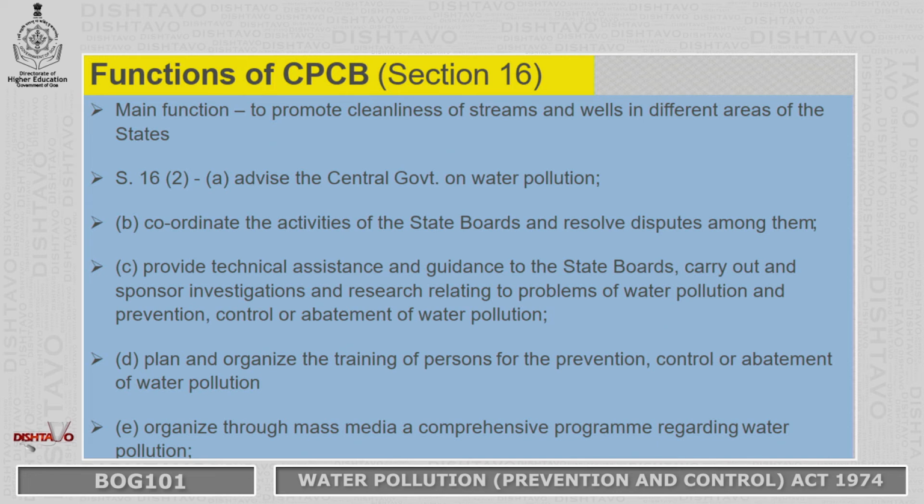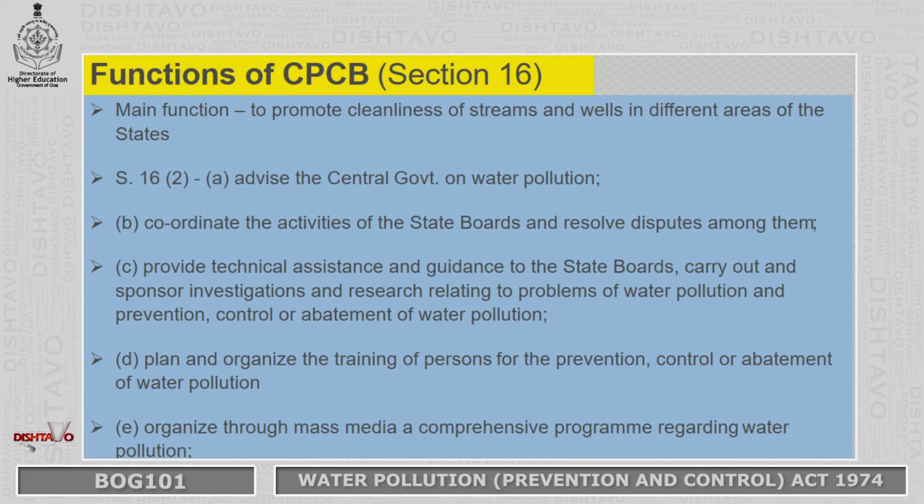It is also supposed to advise the central government on water pollution, coordinate the activities of state boards and resolve disputes among them, provide technical assistance and guidance to the state boards, and carry out and sponsor investigations and research related to the problems of water pollution and prevention and control or abatement of water pollution. Also, it plans and organizes the training of persons for prevention, control and abatement of water pollution.